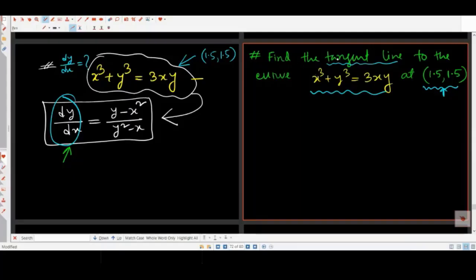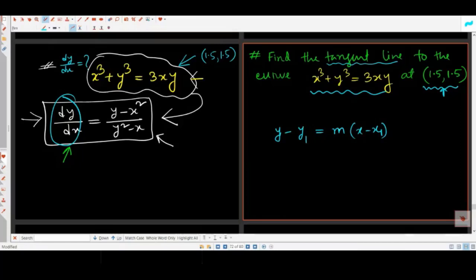The procedure of finding the tangent line to any function at any given point is, first, we need to find the first derivative dy/dx. The function may be explicit, implicit, logarithmic, exponential, parametric, or inverse trigonometric. That doesn't matter. But first, we have to find dy/dx. We know that a straight line with slope m that goes through the point (x1, y1) can be defined by y minus y1 equals m times (x minus x1).